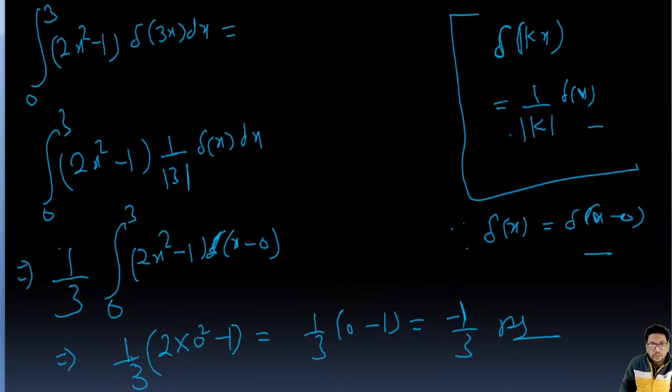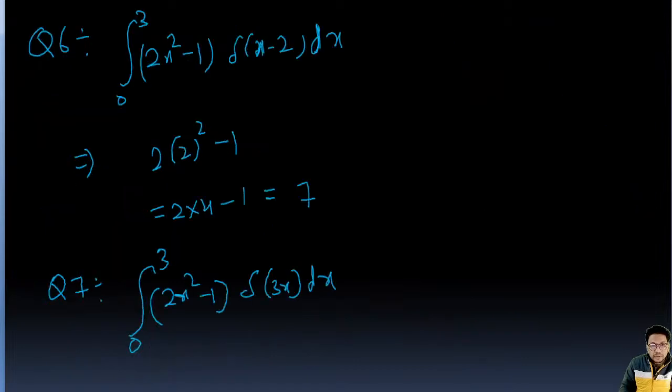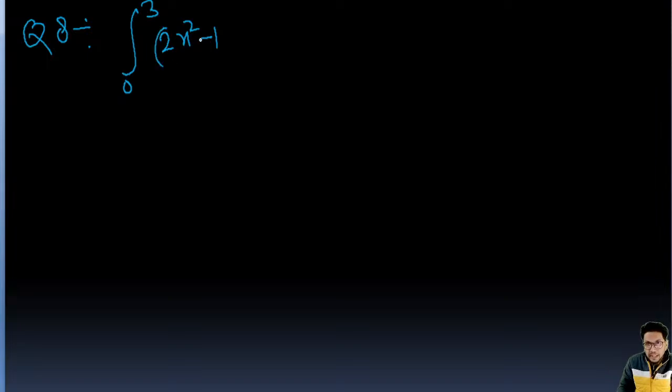Next question, question number 8. Question number 8 is the integration from 0 to 3 of 2x square minus 1, delta 3x minus 2, dx. This one we are going to solve.